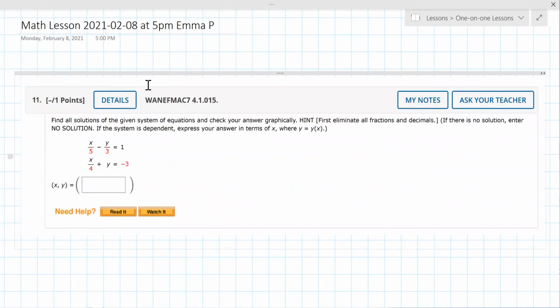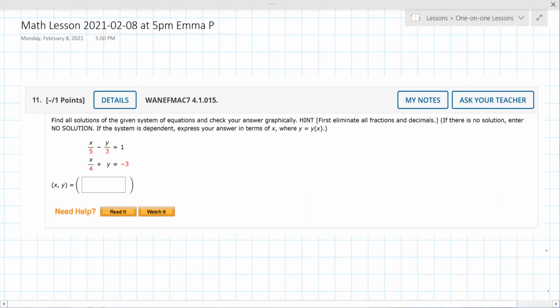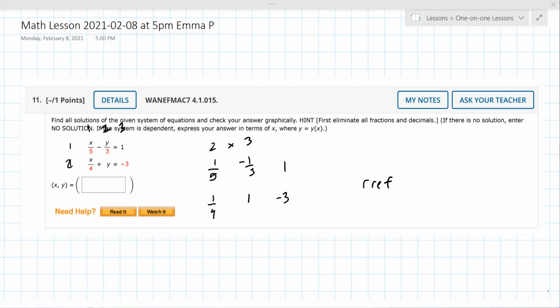All right, find all the solutions of the system of given equations. The technique here, in my opinion, is to use matrices to do all this in your calculator. It's a 2-row and then a 3-column, 2 by 3. This can be done by hand, but if you just write the coefficients 1/5, -1/3, 1, 1/4, 1, and -3, and then you use RREF, you will get the correct answer.